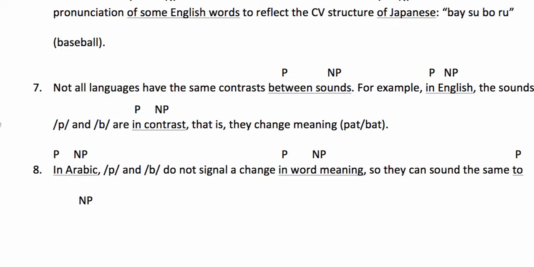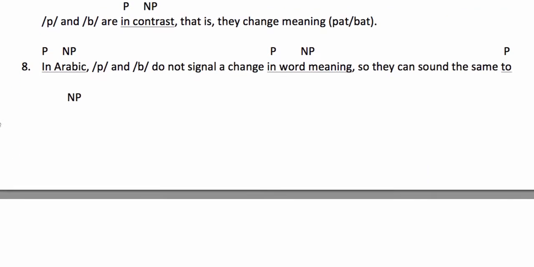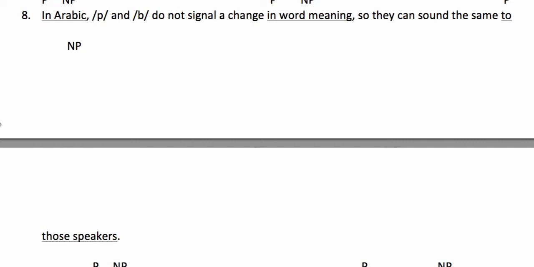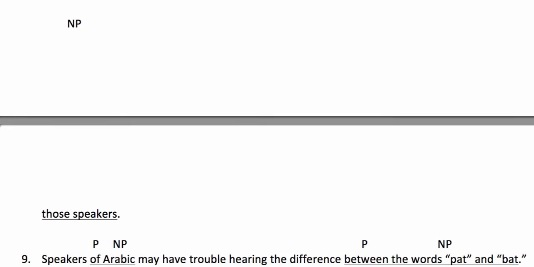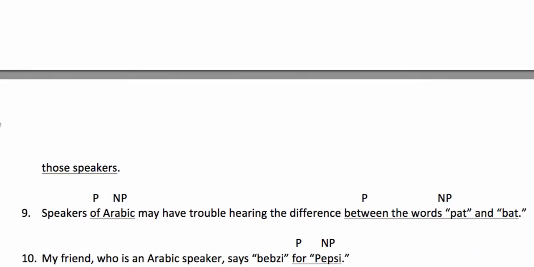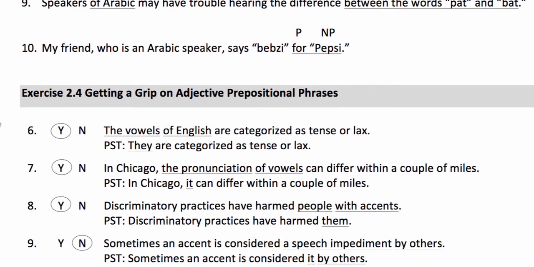Number 8, in Arabic, in word meaning, to those speakers. So again, we have 3 noun phrases in number 8. I'm sorry, 3 prepositional phrases in number 8. Number 9, of Arabic, between the words, for Pepsi. Again, we have the preposition plus the noun phrase.